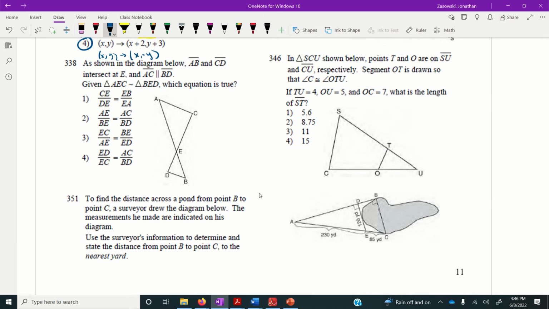All right, 338. As shown in the diagram below, AB and CD intersect at E, and AC is parallel to BD. Which equation is true? So same thing, we want to pair up our angles. So notice that if the lines are parallel, they're going to make our Z's here. So A is going to be the same as B, D is going to be the same as C, and we have the vertical angles at E, which are equal.